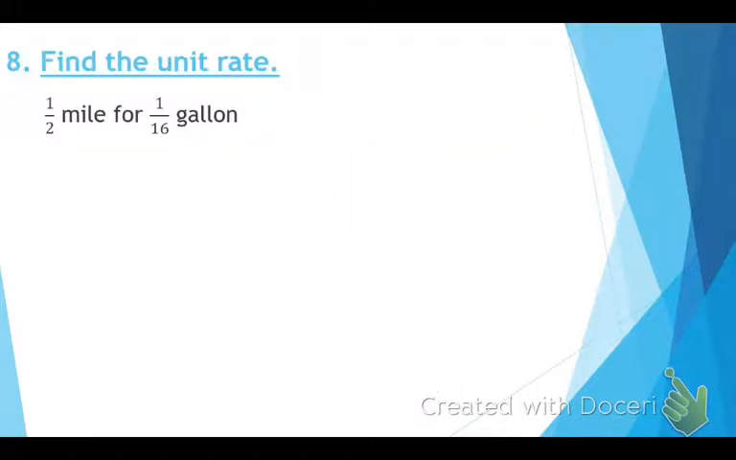All right, for number 8, we are finding what the unit rate is for a half a mile for 1/16 of a gallon. Anytime you find the unit rate, you are going to take the first thing, which is a half a mile, and divide it by the second thing, which is 1/16 of a gallon. So as we're doing this, this means 1/2 divided by 1/16.